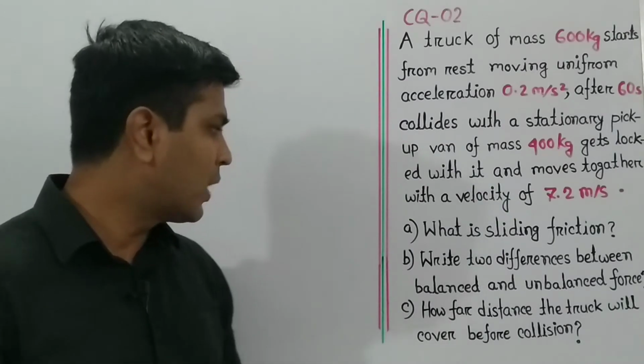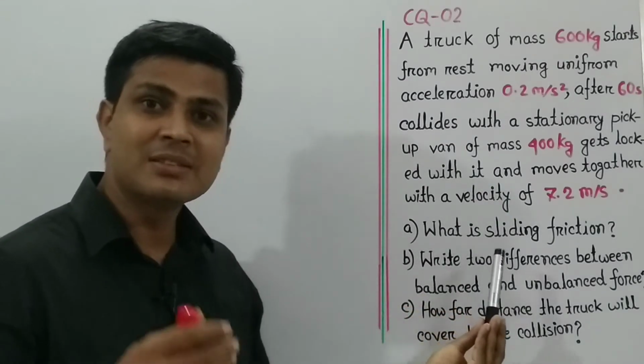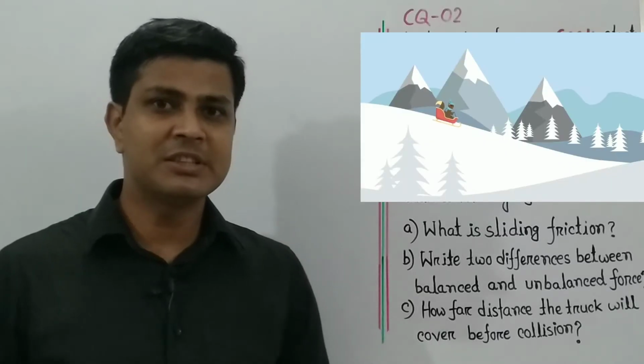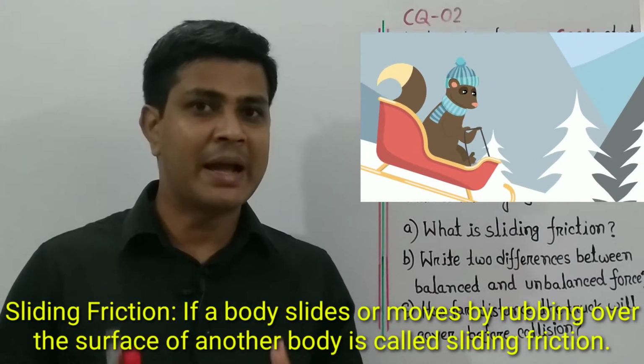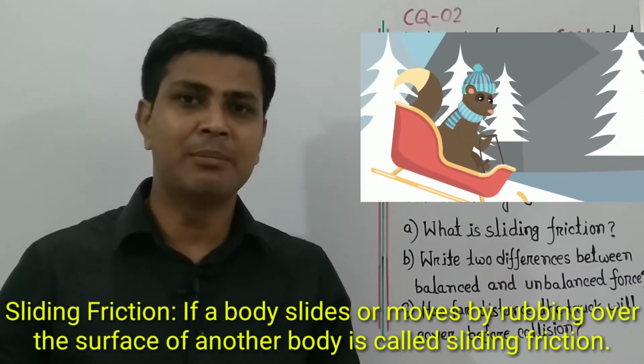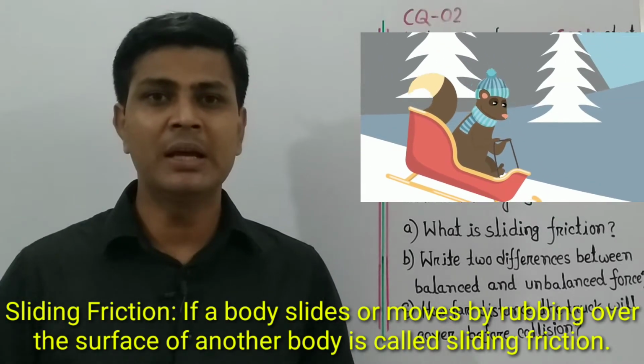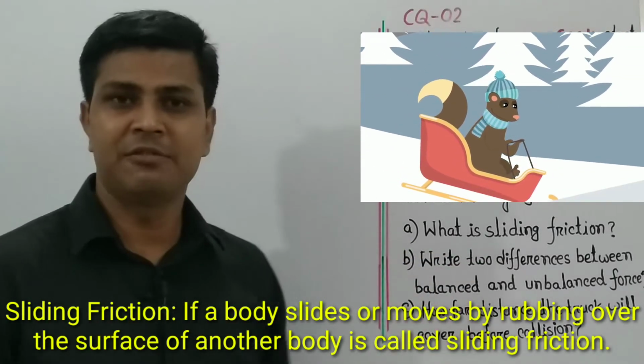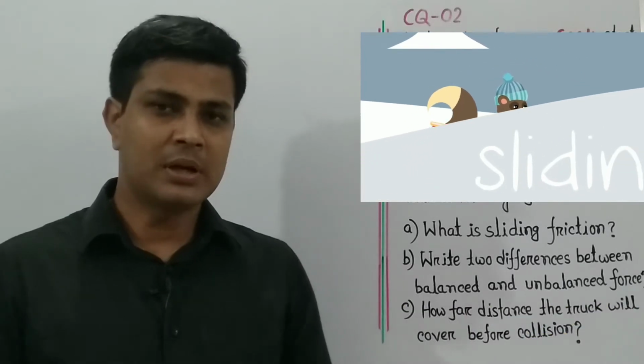Let's see the questions. Question A is, what is sliding friction? Sliding friction means if a body slides or moves by rubbing with another surface of a body, that is called sliding friction.